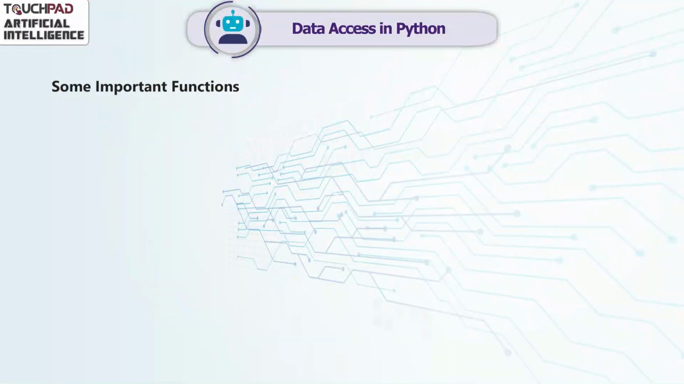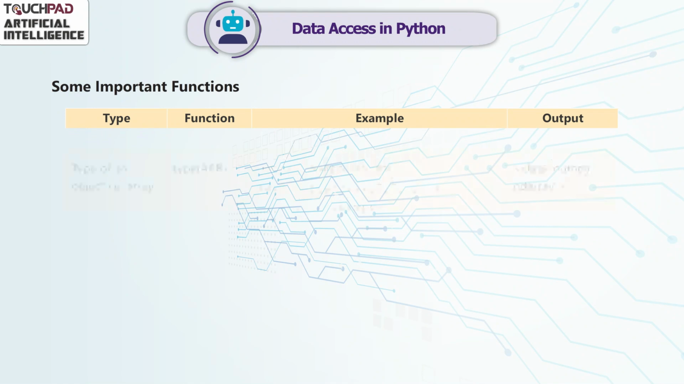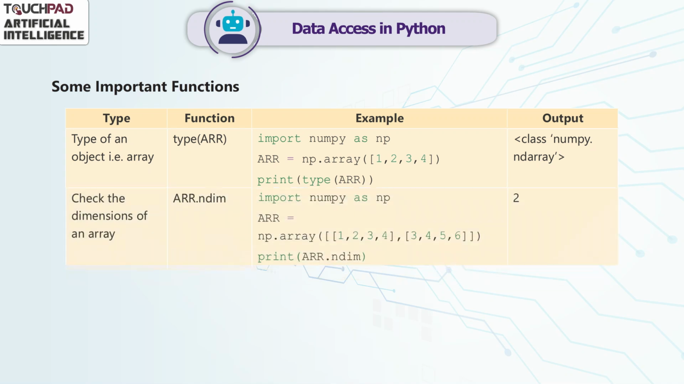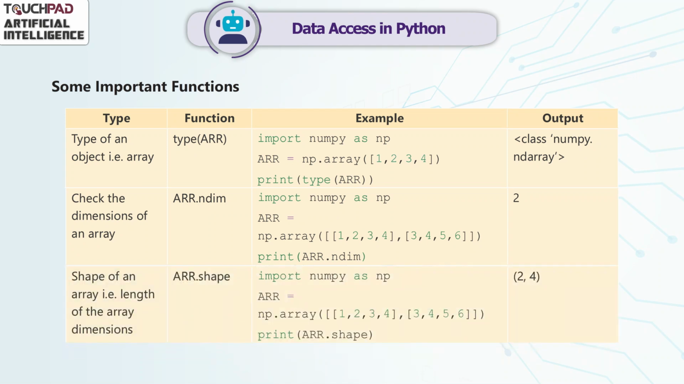Some important functions. Type, function, example, output. Type of an object, that is array: type(ARR). Class numpy.ndarray. Check the dimensions of an array: ARR.ndim. Output 2. Shape of an array, that is the length of the array dimensions.